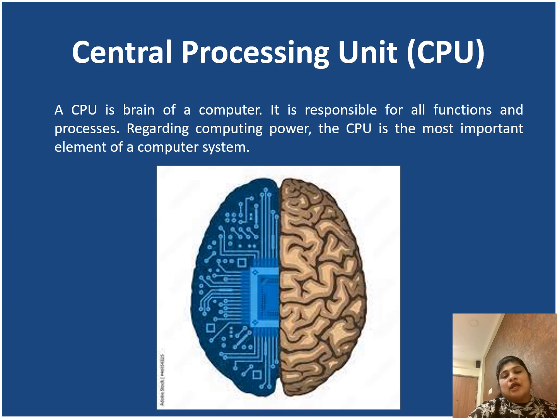After input, there is processing. This is one of the hearts of the computer, called the central processing unit, in short form CPU. The CPU is the brain of a computer. I highlight one picture of the brain of a computer. It is responsible for all functions and processing regarding computing power. The CPU is the most important element of a computer system.